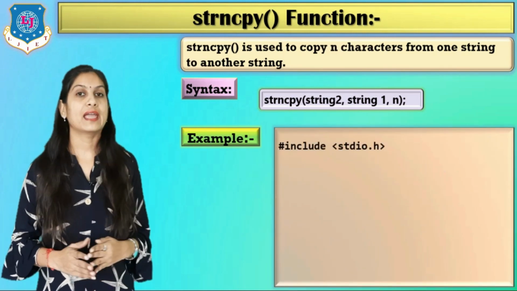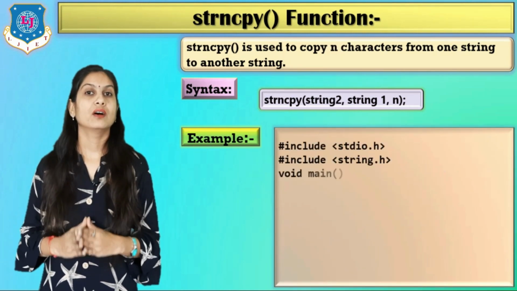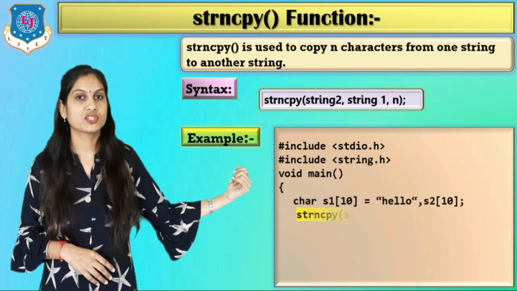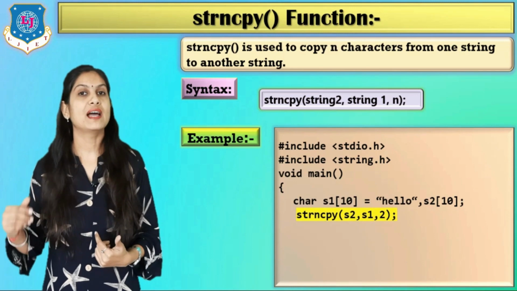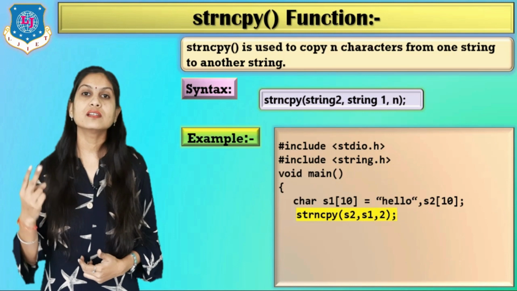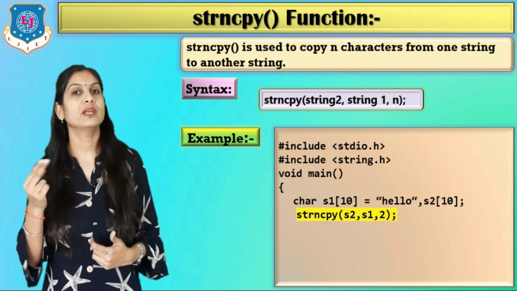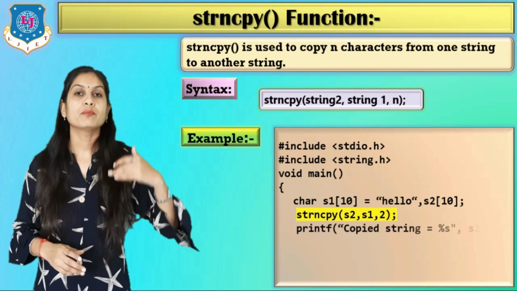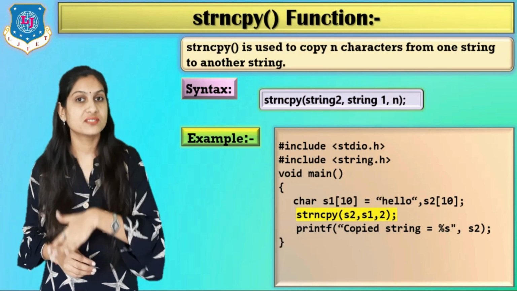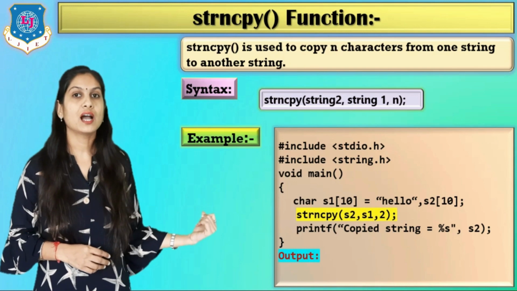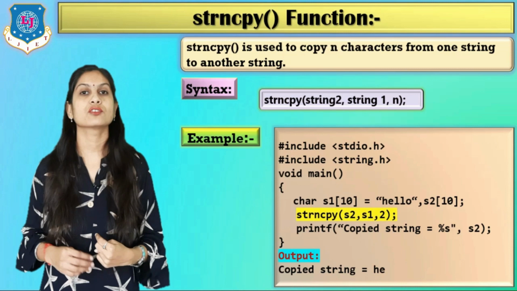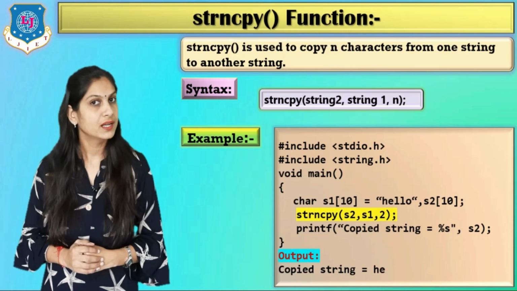Now just see here, the example is the same, but now we are changing to the strncpy function, and that is s2 comma s1 comma 2. So the meaning of this statement is what? Only two characters of s1 will be copied into s2. So in the previous example the output was copied string equals hello, but now it is changed, and just see here the output: copied string equals only he. Only two characters of s1 will be copied into s2.